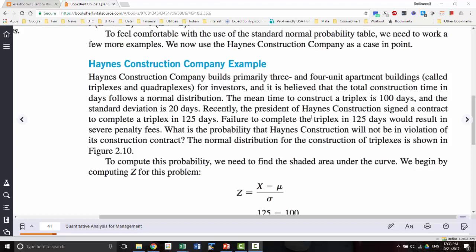Recently, the president of the company signed a contract to complete a triplex in 125 days. Failure to complete the triplex in 125 days would result in severe penalty fees. Now, what is the probability that we can complete it within 125 days? So let's move on over to Excel.